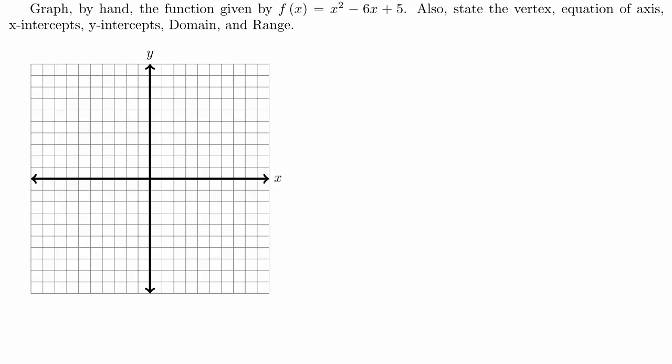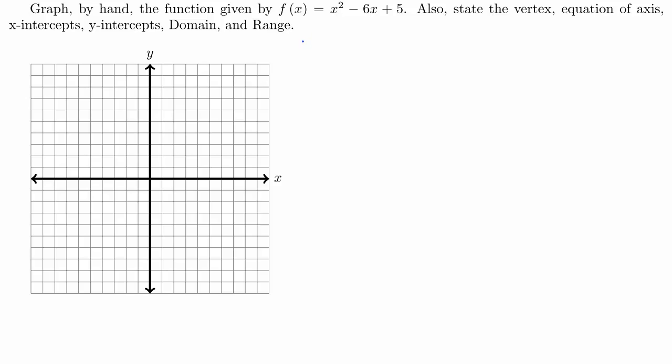Hello. In this problem, I want to graph by hand the function given by f of x equals x squared minus 6x plus 5. I also want to state the vertex, the equation of the axis of symmetry, x-intercepts, the y-intercepts, the domain, and the range.